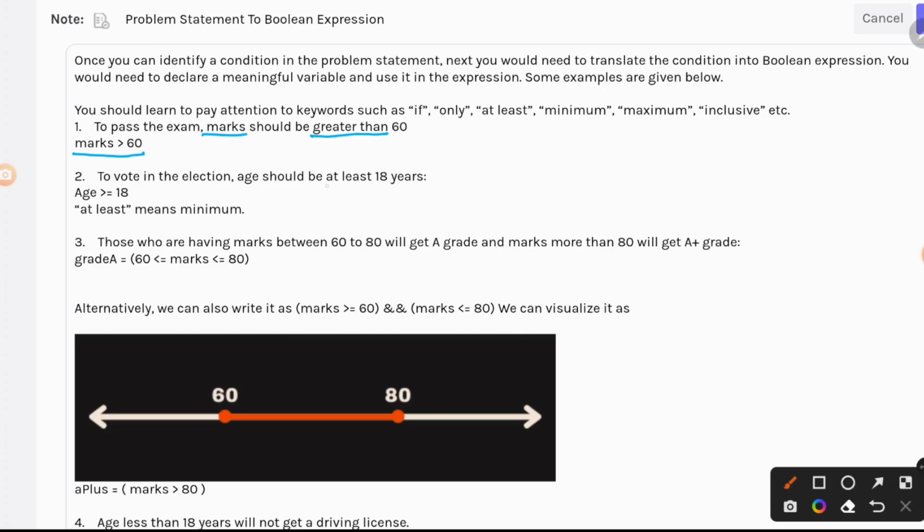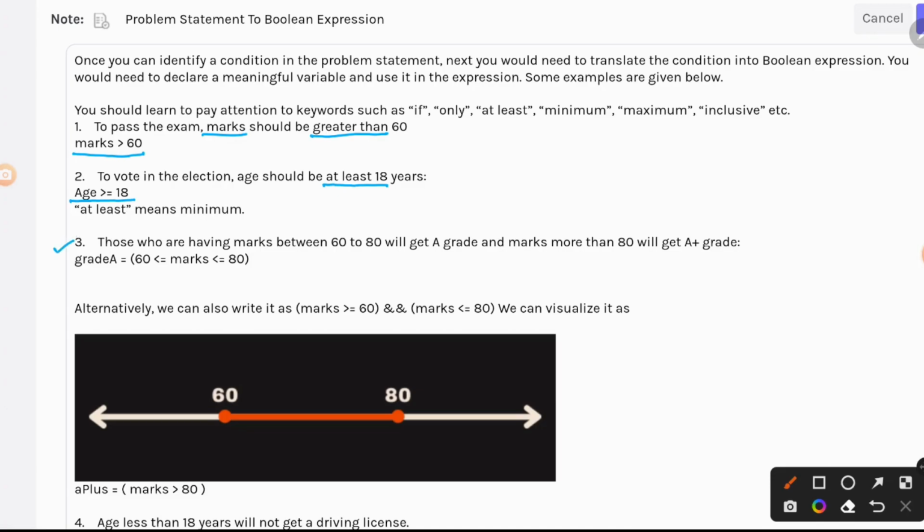Second scenario says to vote in the election, age should be at least 18 years. Pay attention to the words at least 18. What does at least 18 mean? That means 18 or more. That means greater than or equal to 18. And so you can see here I created a variable age and the expression is age greater than equal to 18.